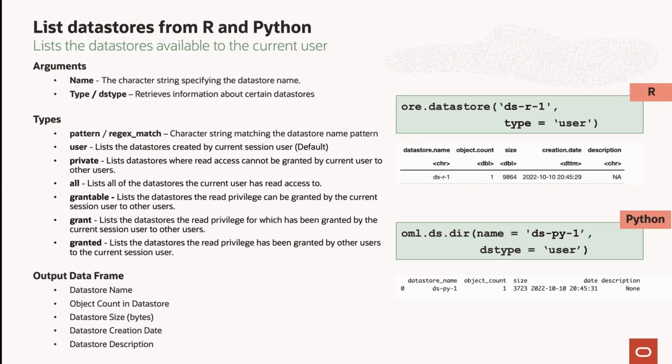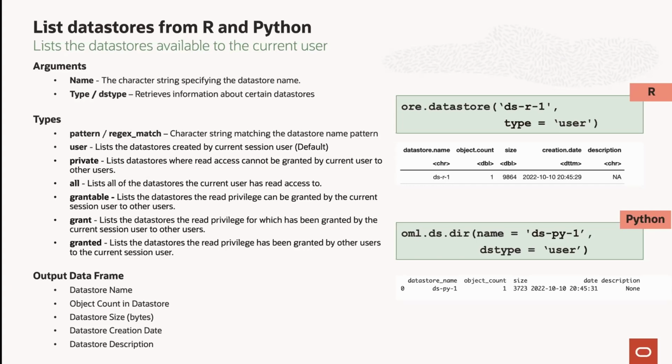The arguments for ore.datastore and oml.ds.dir include a name parameter, standing for the name of the data store, and the type parameter, which retrieves information about certain data stores. So let's go over the different options for type. The different options for type include pattern or regex match, which returns data stores that match the passed in name pattern. So it'll find data stores that match the pattern of the name input that you have inputted into the function. The user type lists the data stores created by the current user.